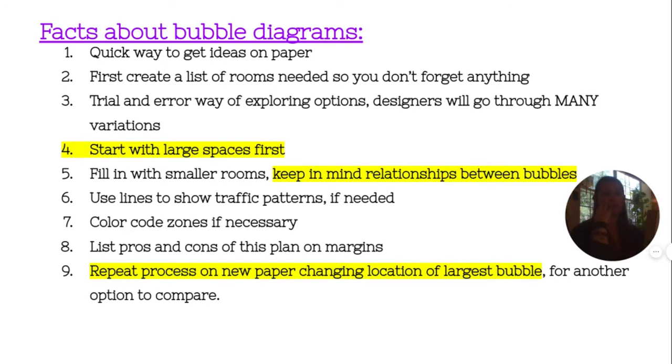Number two, you're going to create a list of rooms needed so you don't forget anything. It's kind of like a checklist or a quick reference list, which we're going to do. It is a trial and error way of exploring options. Designers will go through many variations.